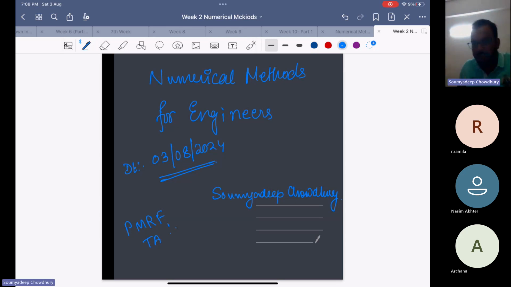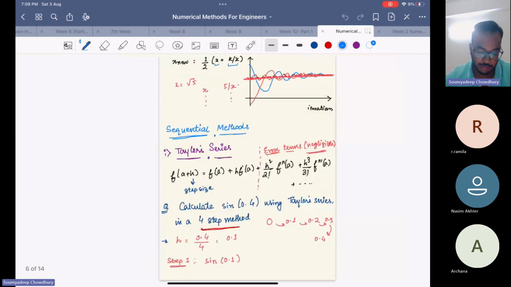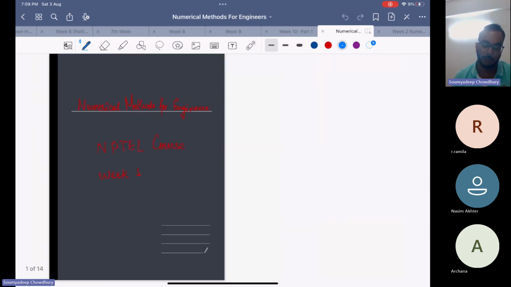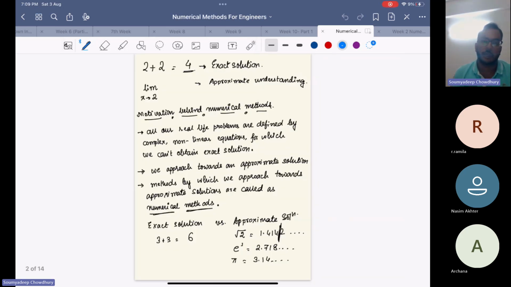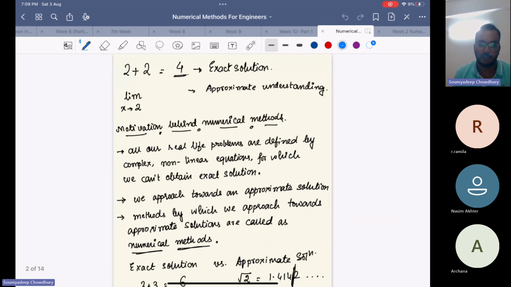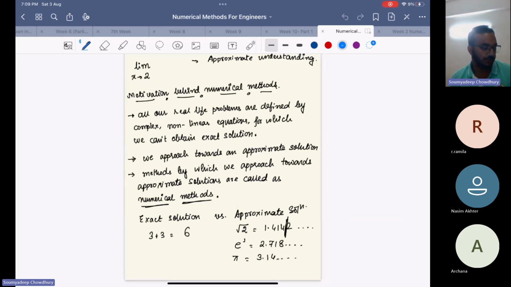Okay, so last class we had discussed the importance of numerical methods, why we want to go for numerical methods, what is the difference between our normal analytical methods and our numerical methods, and approximate solutions. And then we went to the difference between exact solution and approximate solution. So we know there are two types of numbers in our number system, right? One is rational number and the other is irrational number.